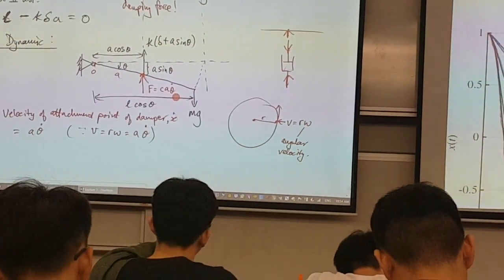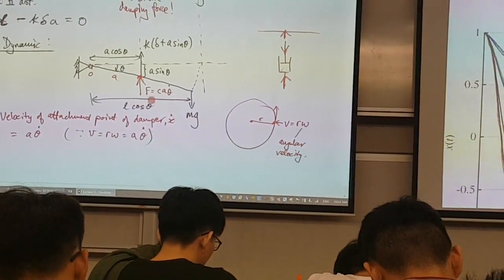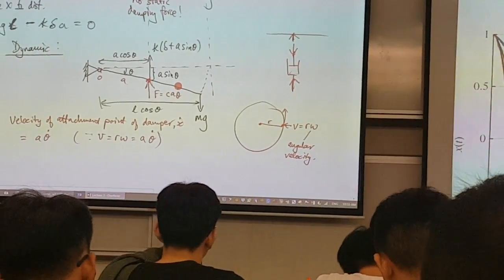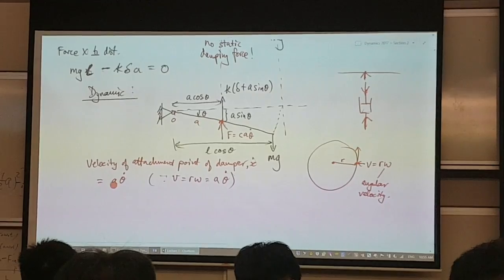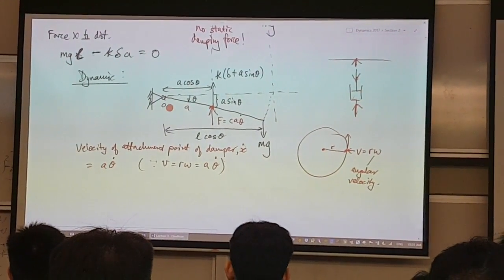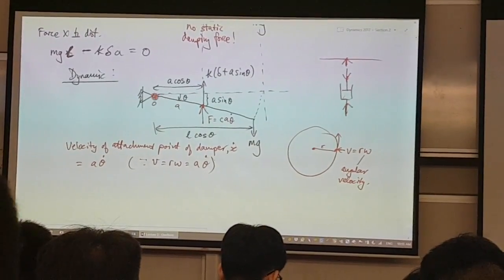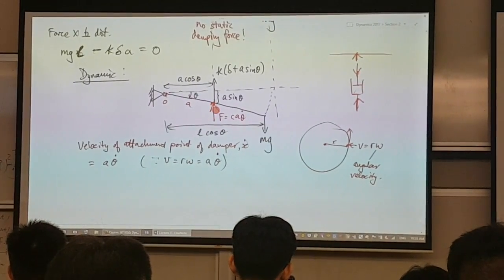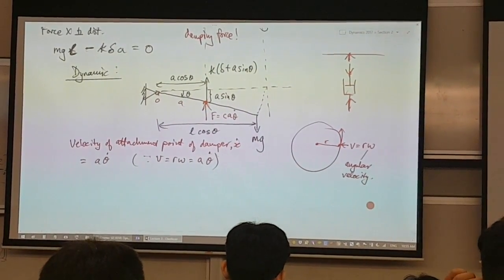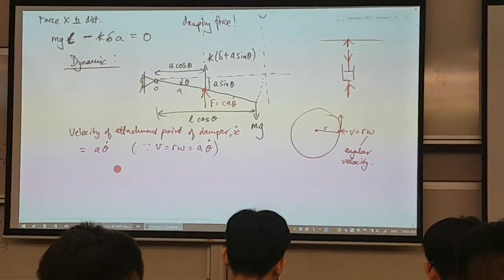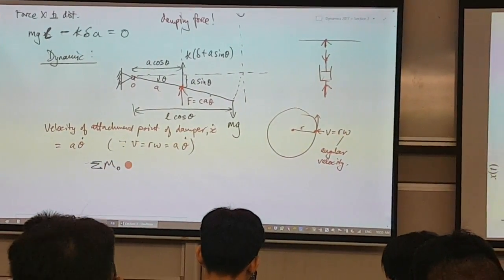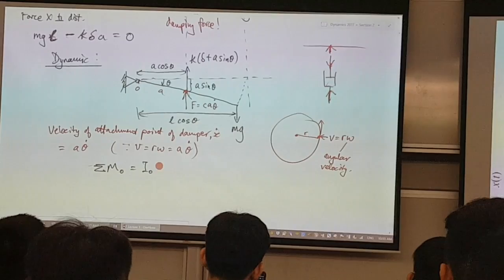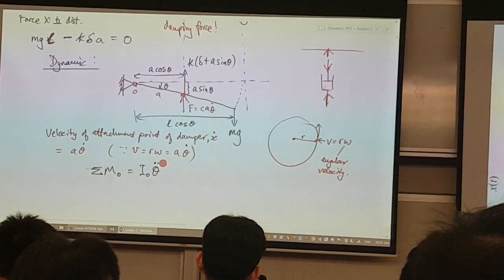So that's to say, when you have a rotary system, the damping force is C times the radius times theta dot. Note this a here is not acceleration. This a is the distance from the pivot point to where the damper is acting on the beam. So now we can have the expression summing up moments around point O, and because it's a dynamic case, it's not equal to 0, but I naught theta double dot. Always that case.